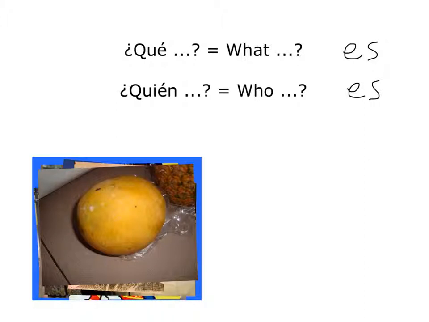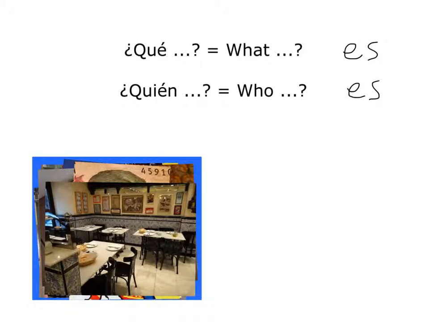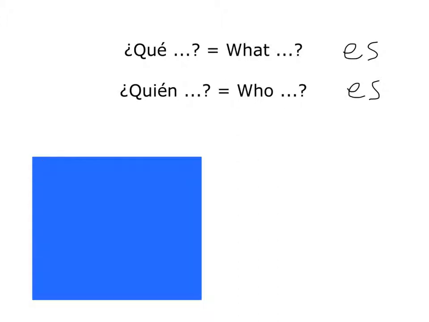Un mango. ¿Qué es or quién es? ¿Qué es? ¿Qué es or quién es? The correct answer is ¿quién es? How about the restaurante? ¿Qué es or quién es? ¿Qué es? How did you do? Wasn't too hard, was it?